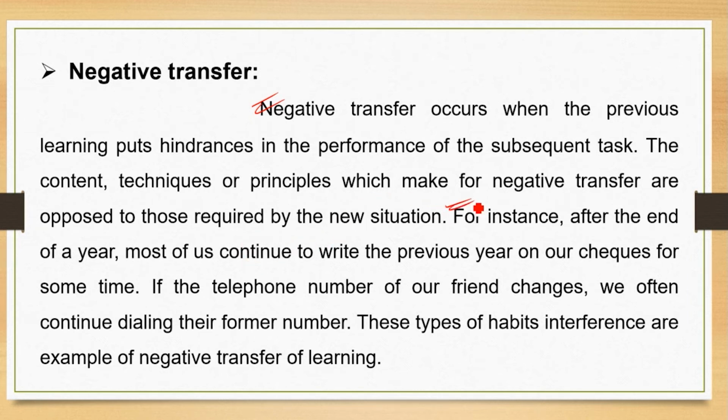For instance, after the end of a year, most of us continue to write the previous year on our checks for some time or even in our answer sheets. If the telephone number of our friend changes, we often continue dialing their former number. Now, these are all practical examples of negative transfer, where something that we already know puts a hindrance to something new. For example, writing a previous year when we write date, month, and year in our answer sheet. So these types of habits, interference, are examples of negative transfer of learning.